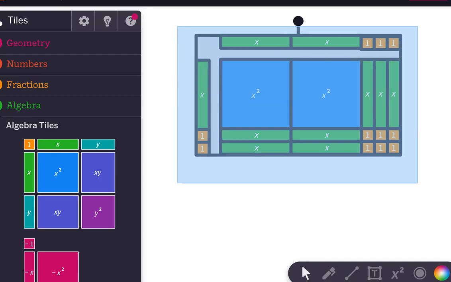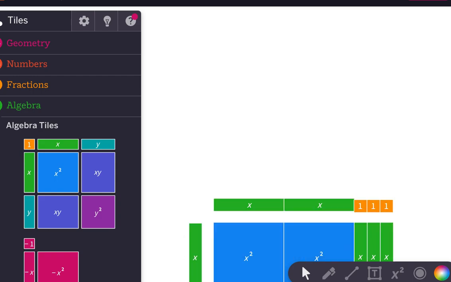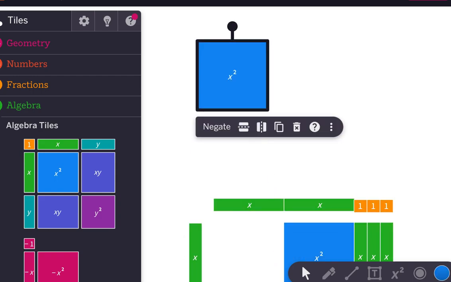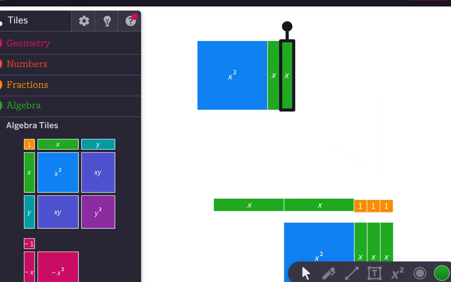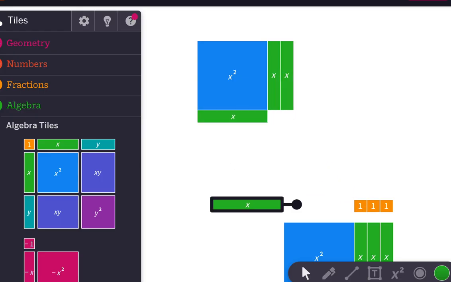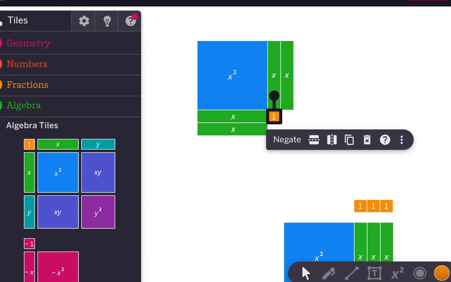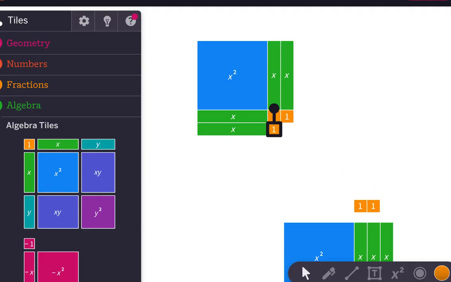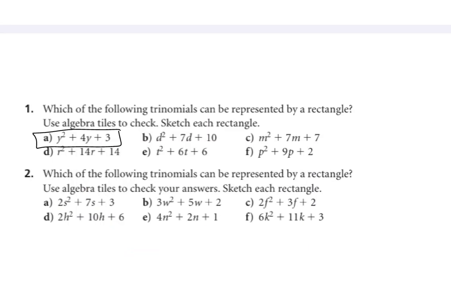So I'm just going to move this. I have 1 x squared, and then I have 4 x's. So I'm going to do my x's like this. 4 x's. But then how many ones do I need to make that into a rectangle? I need to have 4. But when I look back on my notes here, or on the homework bit, I can only have 3.